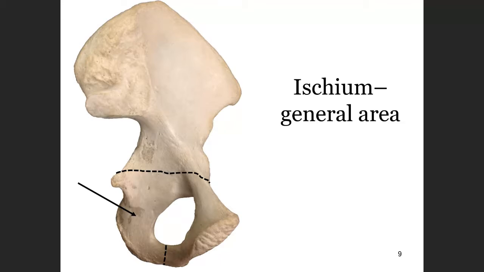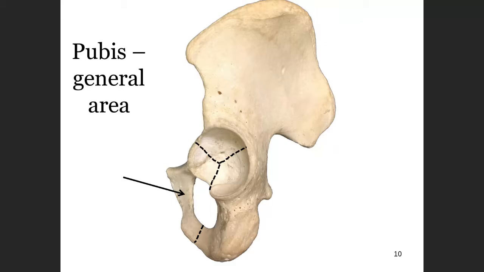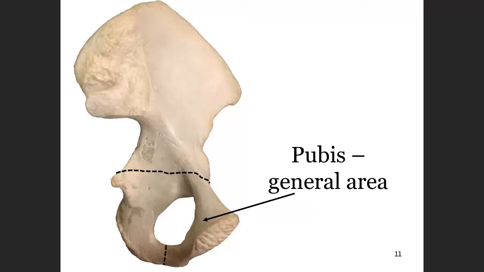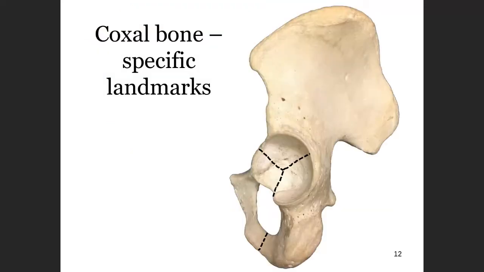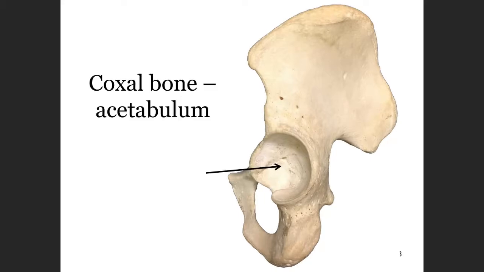That just leaves us with the pubis, or the pubic bone, and that's the anterior inferior portion of the os coxa. Here it is on the lateral view. We'll twist it over, and here it is on the medial view. So those are the three bones that make up the os coxa. Now we're going to talk about some of the things you need to be able to identify for our test.